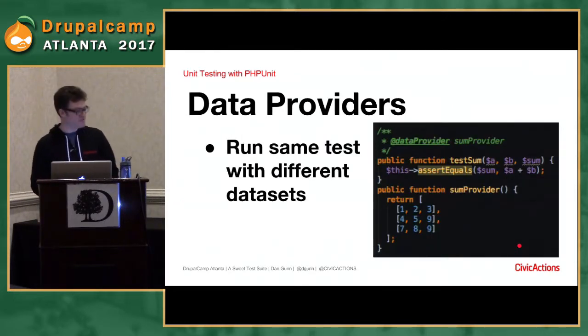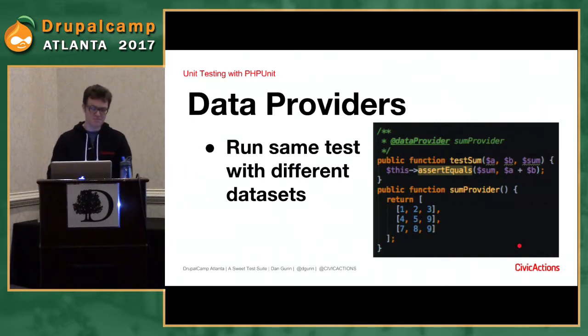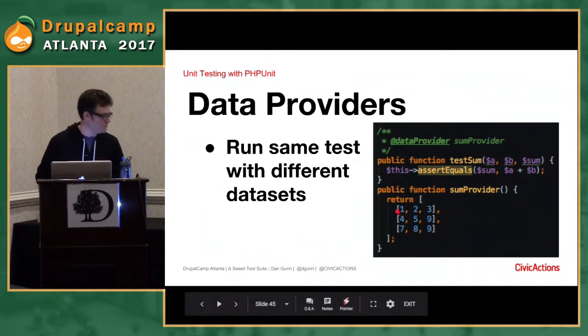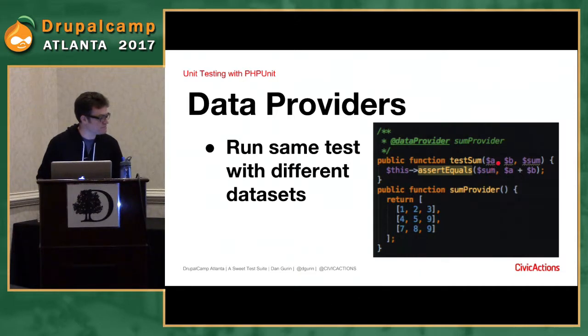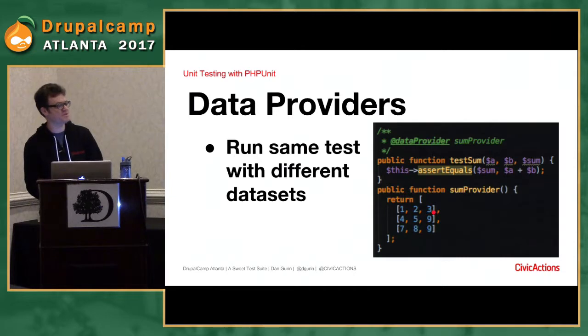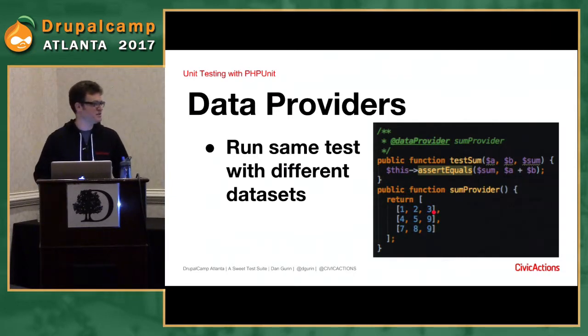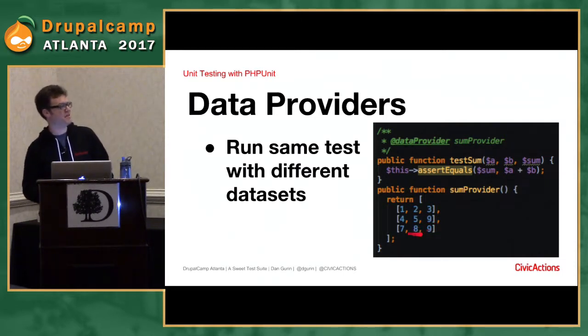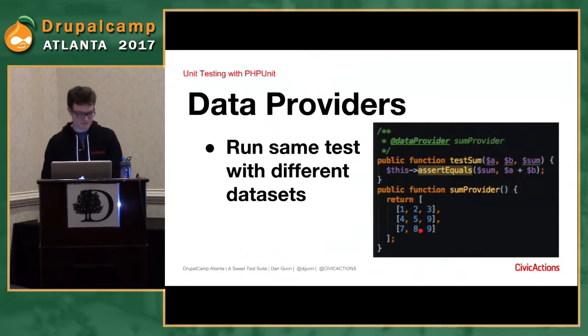There's also data providers. This allows you to run the same test on different data sets. So here, we'll basically take these variables here, get the sum of a plus b. So we see 1 plus 2 equals 3, this will return true. 4 plus 5 equals 9, true. 7 plus 8 does not equal 9, so that will return false.